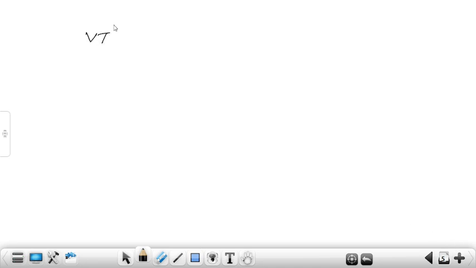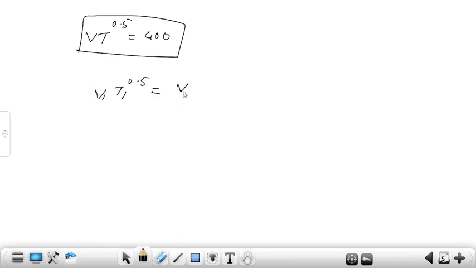So given V T to the power n equals C, with n given as 0.5 and C value 400. This is the equation, and we have to find the change in tool life when velocity changes by 50%. So V1 T1 power 0.5 is equal to V2 T2 power 0.5. So T2 divided by T1 is equal to (V1 divided by V2) squared. For a 50% change, that means V2 is 1 by 2 of V1, and this power is equal to 1 by 2.